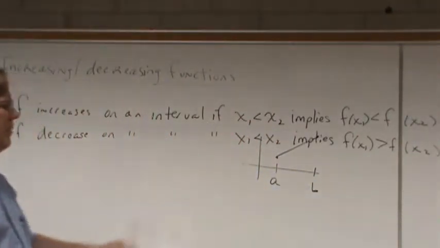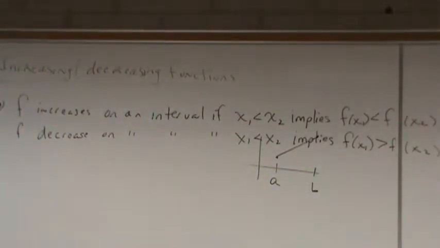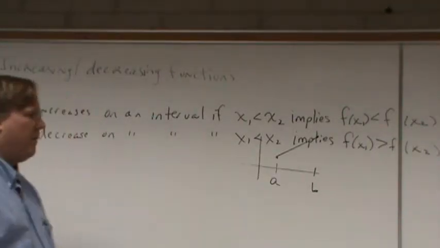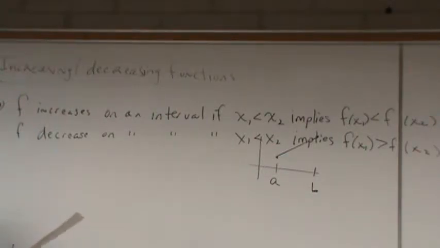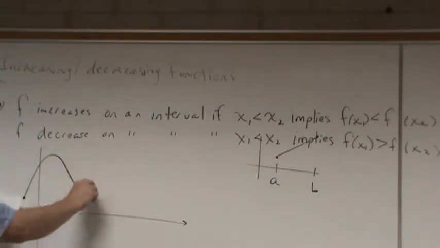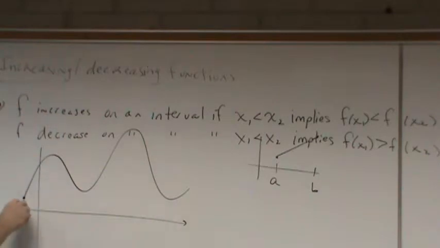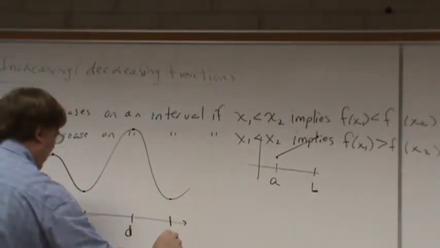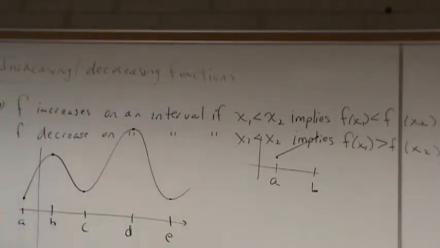That means if one x is to the left of another x, then the y is going to be bigger for this guy than for that guy. That means my function is decreasing. So imagine I have a function that's going like this, where here's A, here's B, here's C, here's D, and here's E. Okay? I've got a function going like that.